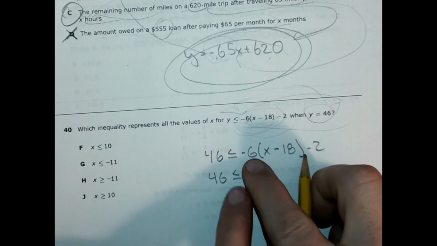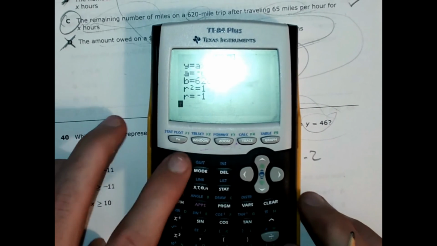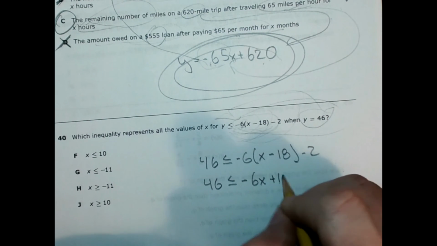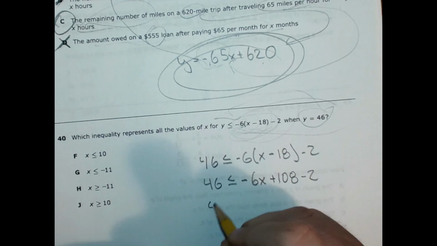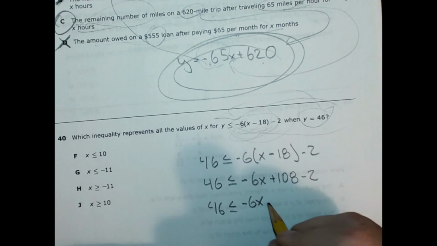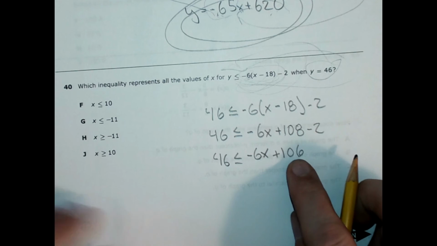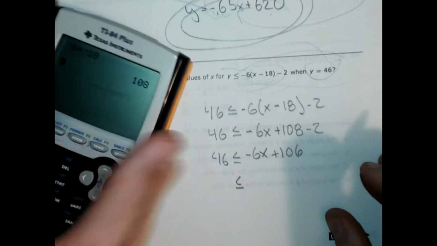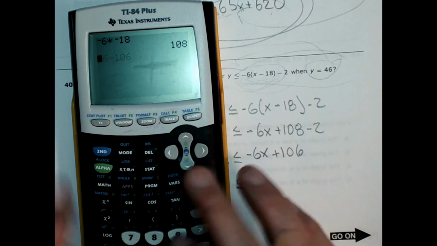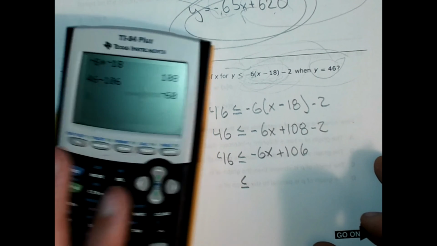Distributing the negative 6 does not change the inequality sign, but it does change the negative 18 to a positive 18. Negative 6 times negative 18 will be 108. Take away 2. Continue to simplify the right side of the equation. Negative 6x plus 106. Subtract 106 from both sides. 46 minus 106 is negative 60.